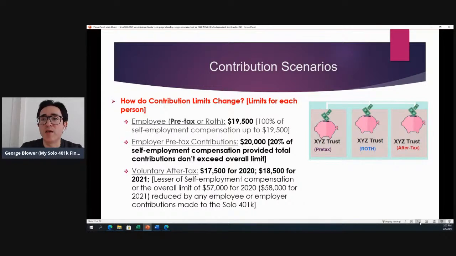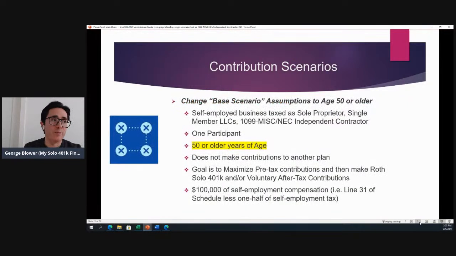So each person can make a $19,500 employee contribution as a pre-tax contribution, put another $20,000 in their pre-tax sub-account as an employer contribution, and then put the difference as a voluntary after-tax contribution. So that's $17,500 for 2020 or $18,500 for 2021, and then move those dollars over to their Roth solo 401k sub-account.